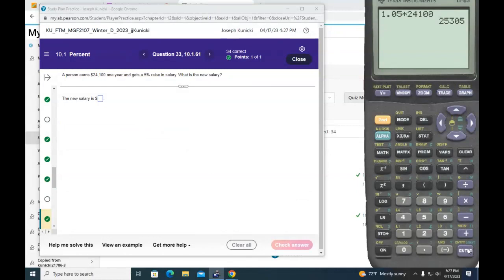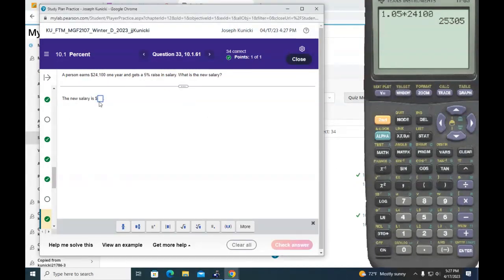That's what we did. This tells us 1 plus 0.05. So this is this year's salary plus a 5% increase times this year's salary. So you just do it all at once. You don't have to do more than one calculation. So 25,305 sounds good.